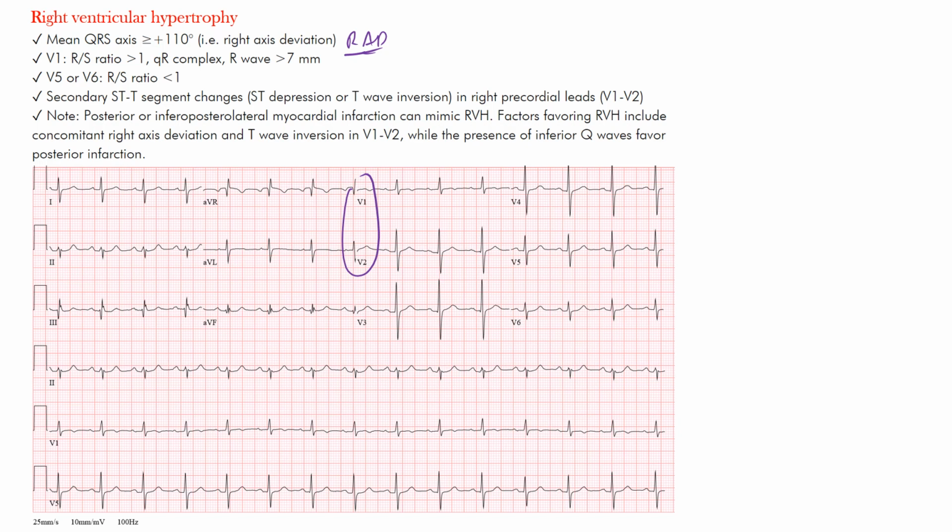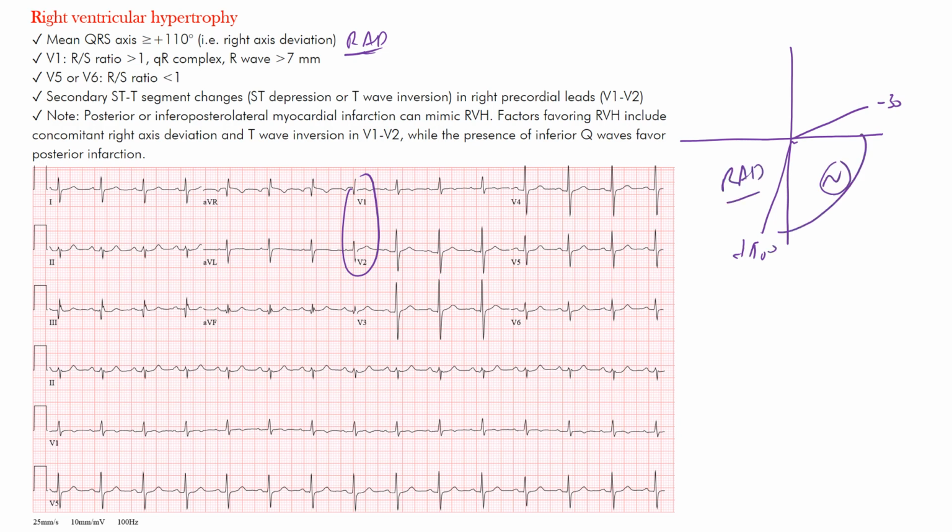The other clue, and so we actually see in this EKG right axis deviation. So let's go over that quickly. So right axis deviation, if you recall from our lectures, remember, normal axis is between -30 and +110. Okay, so this is normal axis. This is right axis deviation here.